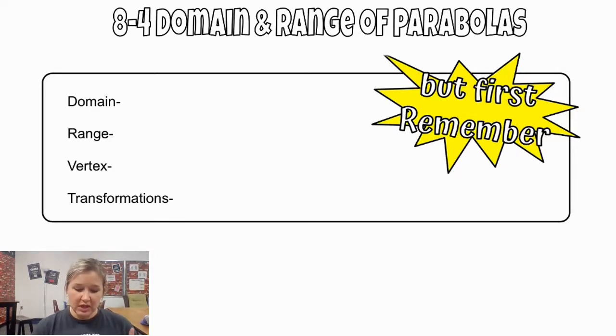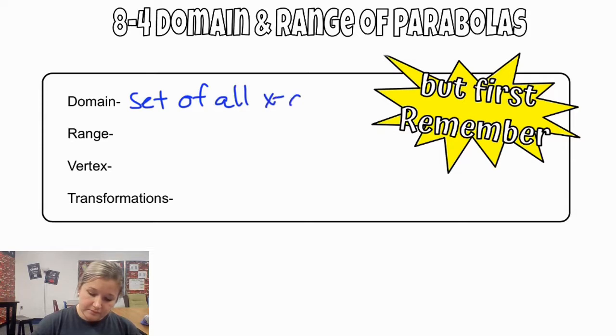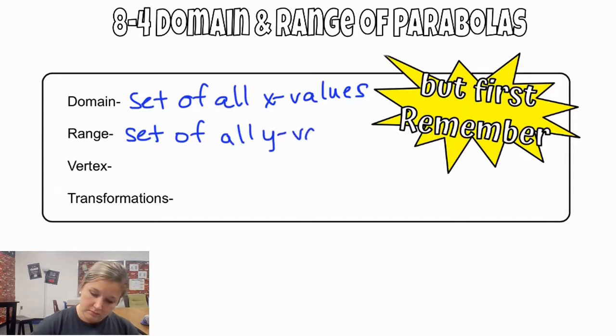So let's first go back and refresh our mind on what domain is. Domain is the set of all x values. And then range is the set of all y values. And then remember the vertex is that top or maximum point, or the bottom or minimum point. So it's either the maximum point or the minimum point.